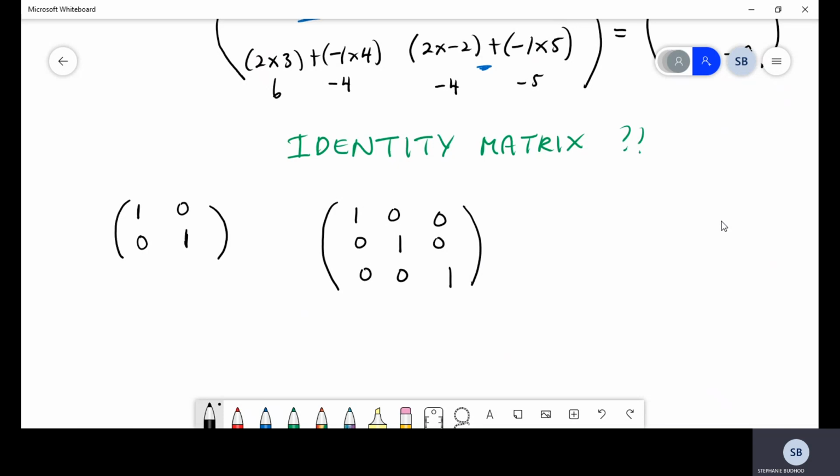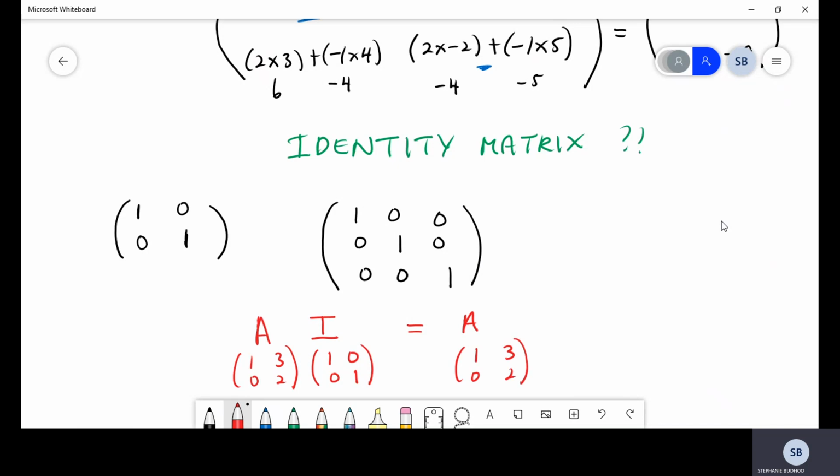And exactly what does it do? Well, let's just say we had a random matrix A, and let's just say A was 1, 3, 0, 2. Doesn't matter, just a regular matrix. If I were to multiply that matrix A by the identity matrix, you must match your order. So if it's a 2 by 2, your identity matrix has to be 2 by 2, a 2 row by 2 column matrix. Identity matrices work in such a way where when you multiply a random matrix by it, the resultant matrix gives you back the original matrix. So there's actually no change whatsoever to the matrix you're multiplying it by.